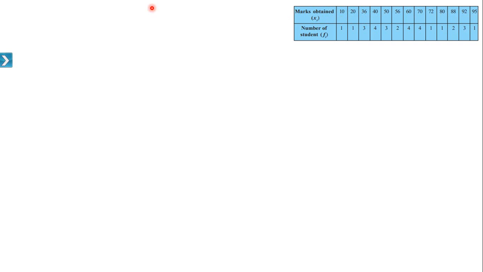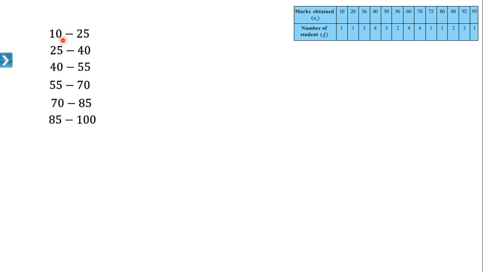So, first we have to make the groups. We can make groups in any way. See here, I will make 10 to 25, 25 to 40, 40 to 55, 55 to 70, 70 to 85, then 85 to 100. You can also make 10 to 20, 20 to 30, 30 to 40, 40 to 50, 50 to 60 and so on.